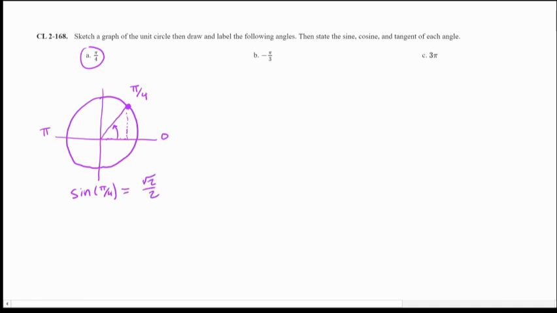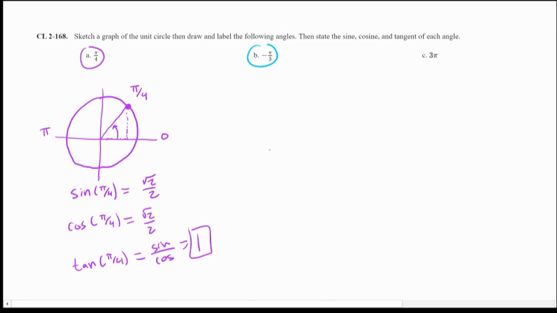root 2 over 2. Cosine of pi over 4, which represents the x value, is also root 2 over 2. And then tangent of pi over 4 is equal to sine over cosine, which in this case, sine divided by cosine, you're dividing by the same thing, so I get a tangent value of just 1.